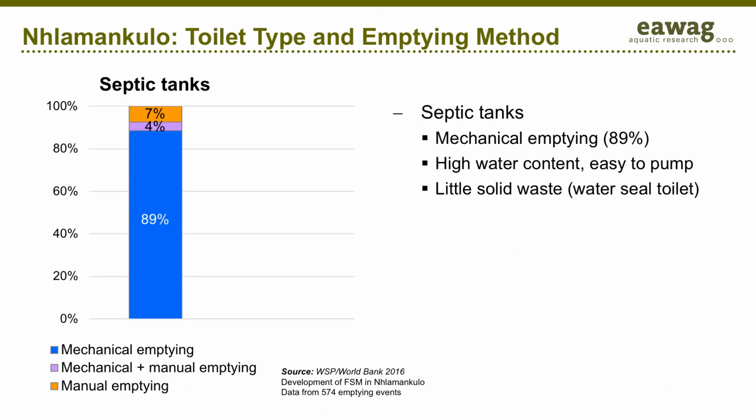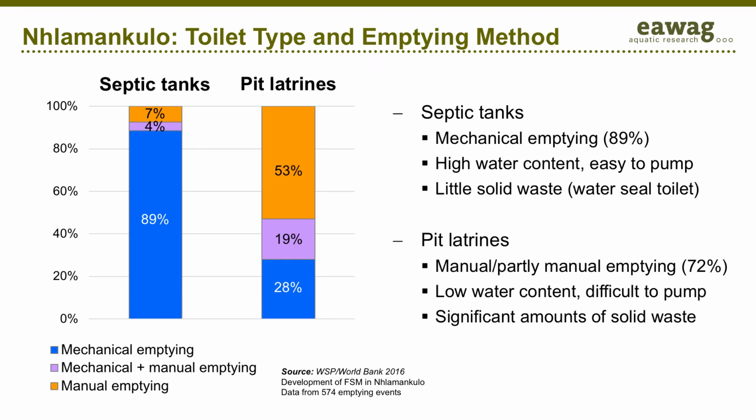A few years later, mechanical emptying services capable of accessing the narrow lanes of this same neighborhood were introduced. The water-sealed toilets are generally connected to a septic tank or offset pits. They have high water content due to the flush water and little solid waste due to the water seal, which is part of this system. Thus, mechanical pumping was mostly used for emptying.